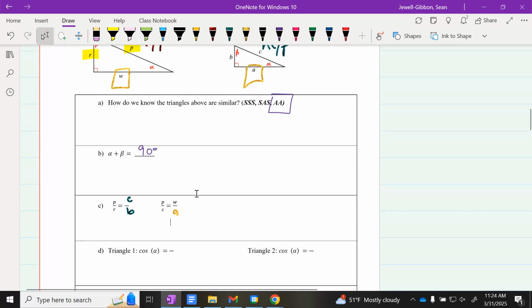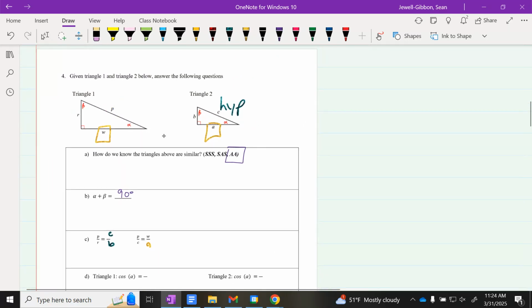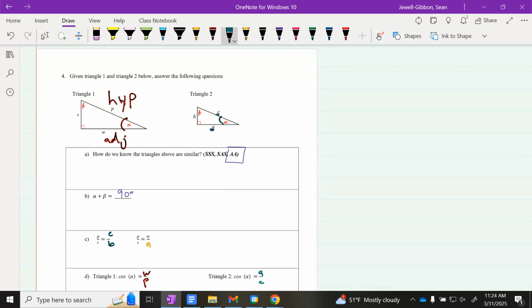All right, next one, triangle 1, cosine of alpha equals blank. So I'm going to scroll it just a little bit here so we can see a little bit better. All right, so we're just going to set up these guys quickly here. Cosine of alpha equals adjacent down here, hypotenuse here. So remember, cosine is adjacent over hypotenuse. So that is going to be W over P. All right, for triangle 2, cosine of alpha equals, once again, adjacent down here over hypotenuse here, A over C.